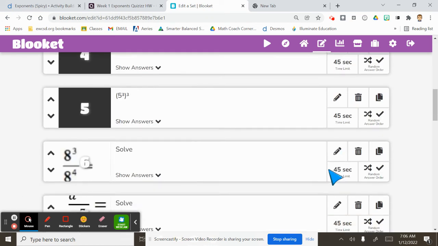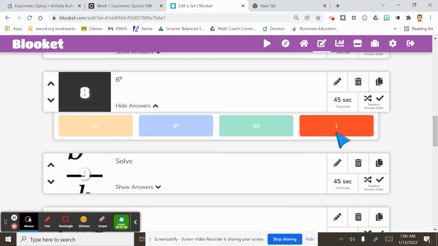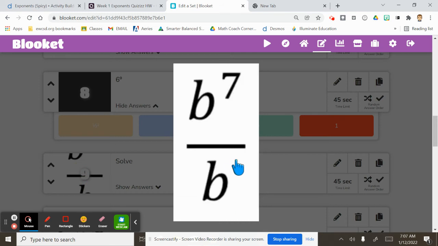All right, so this bucket shouldn't be an issue. Anything to the 0 power turns to 1. Make sure there's an invisible 1 there. There's an invisible 1 here, okay? So when you do this math, it's going to be subtracting. So b to the 6 is on top, and that's all you have to do. You don't have to put a 1 on the bottom, okay?